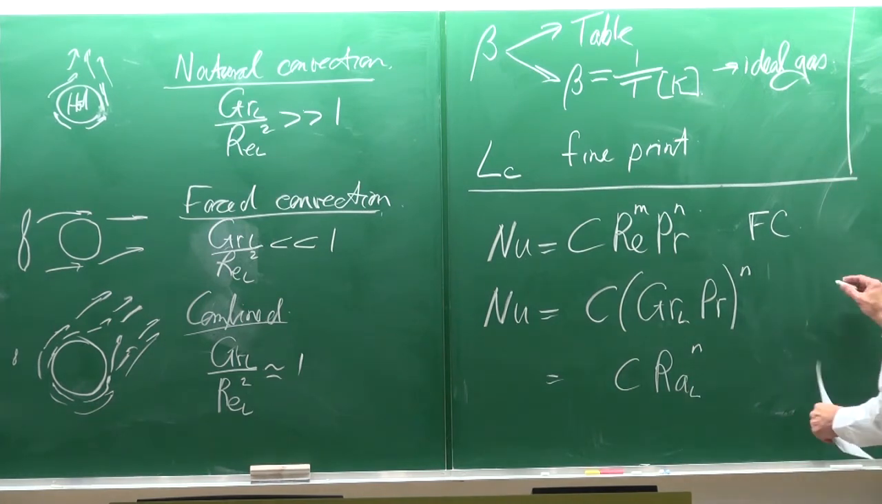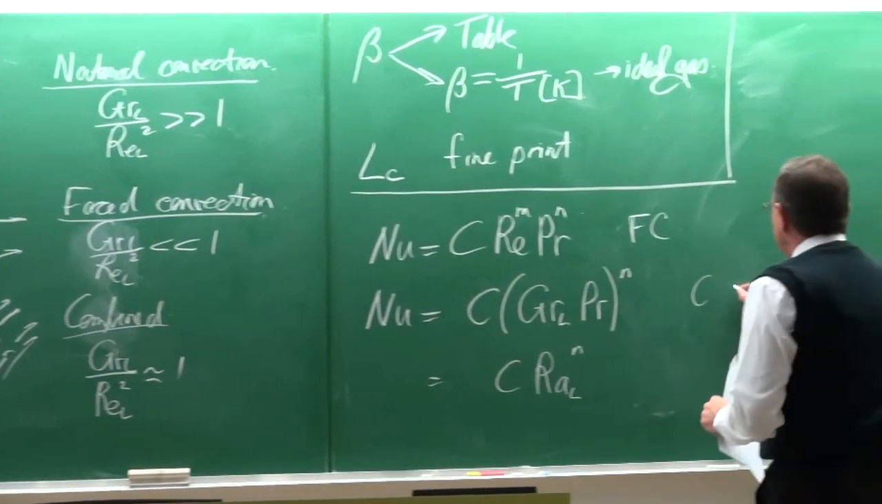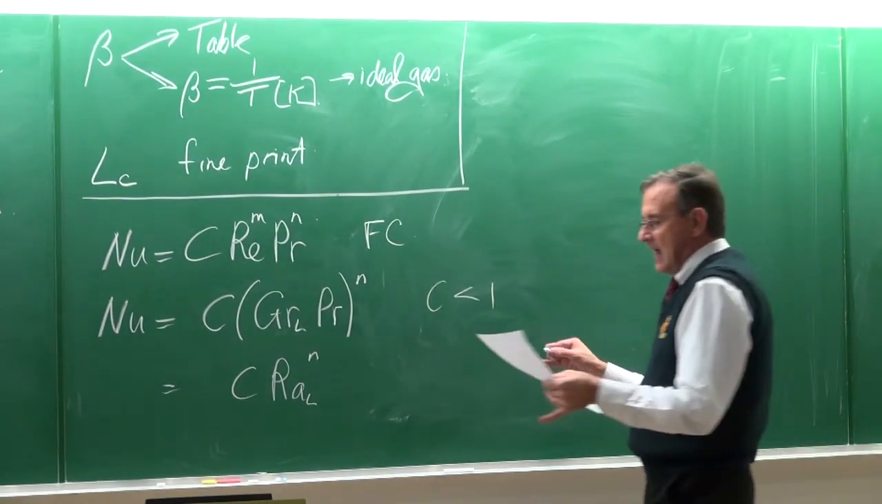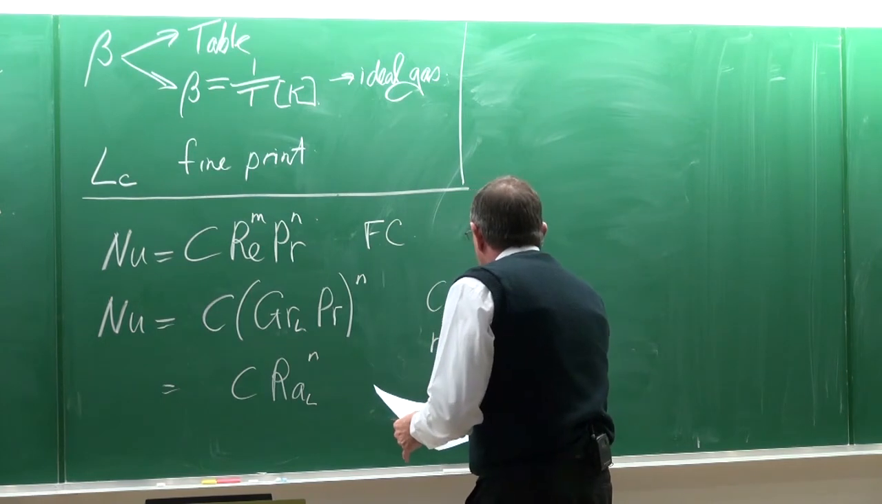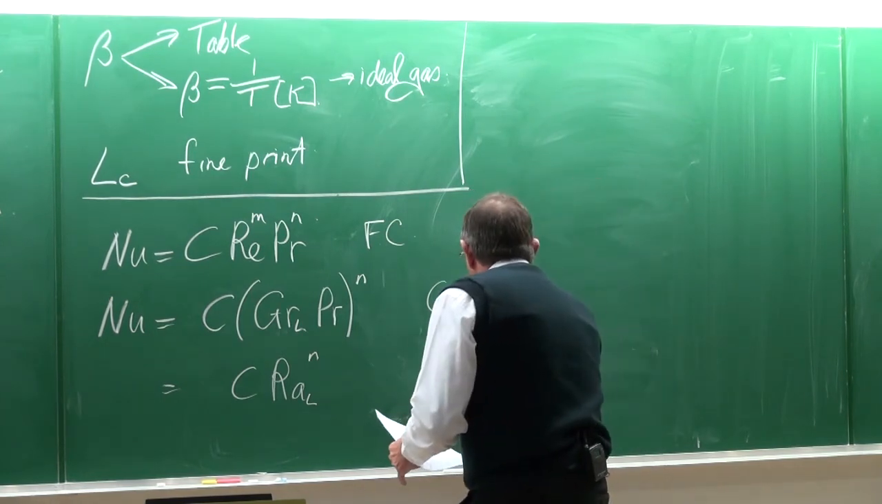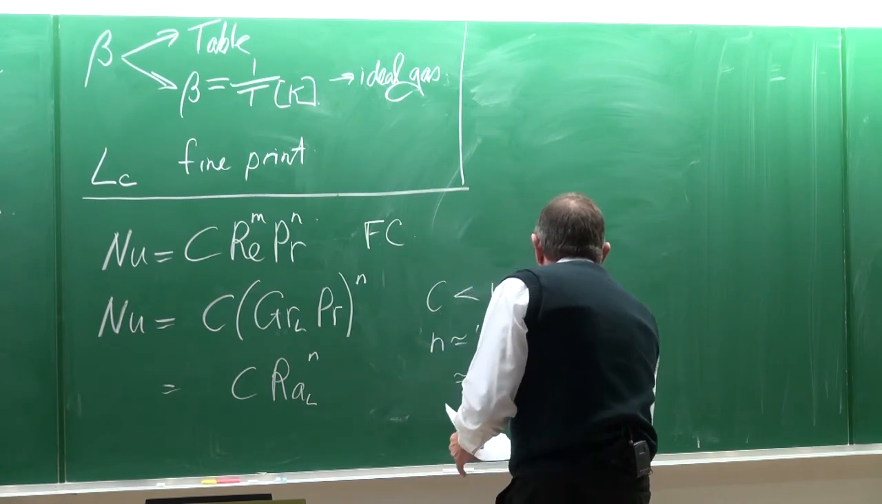Now usually, in most cases, C is less than 1. It will have a value less than 1. And n would typically be a quarter for laminar flow and approximately a third for turbulent flow.